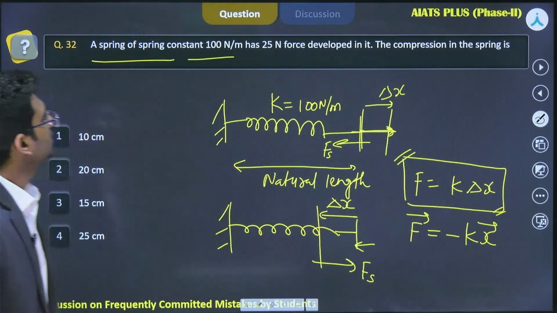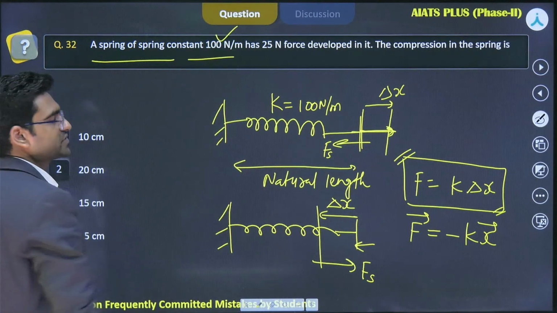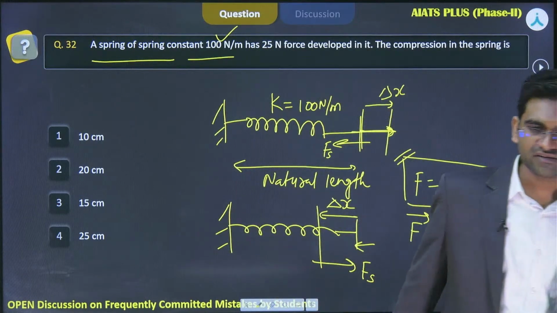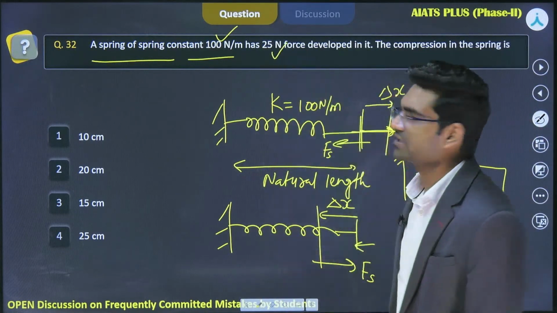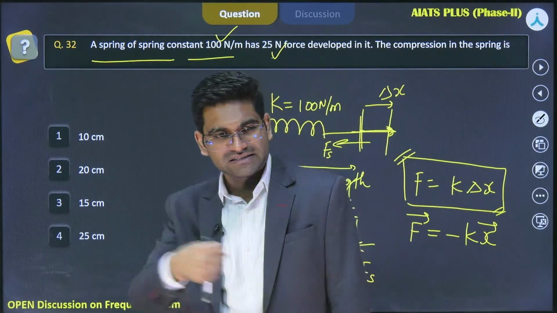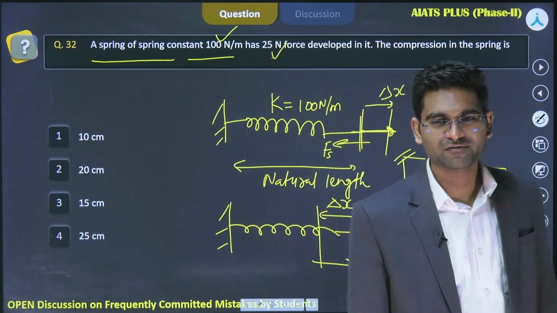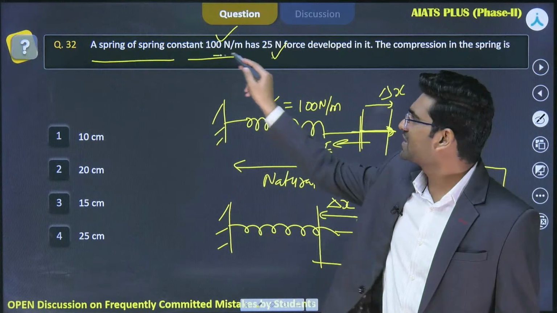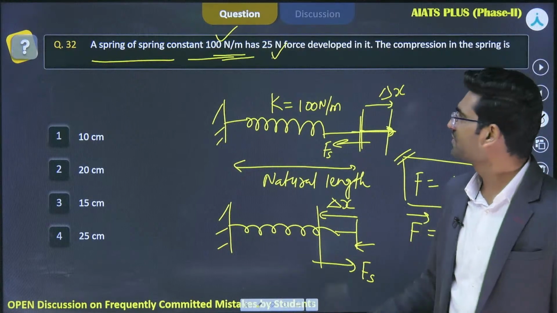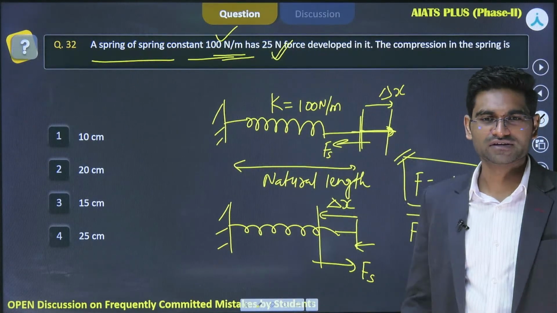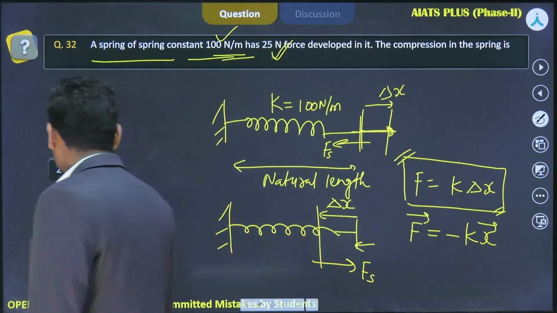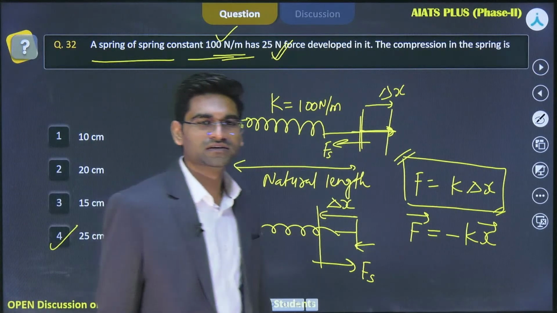It means if you have a spring of spring constant 100 Newton per meter, and if you compress it by 25 centimeter, the force developed will be 25 Newton. What will be the force if I extend it by 25 centimeter? The same spring is there, but I am extending it by 25 centimeter. The answer would be exactly the same, 25 Newton. But the direction of force would be opposite. The answer is very simple. This is 25 centimeter.